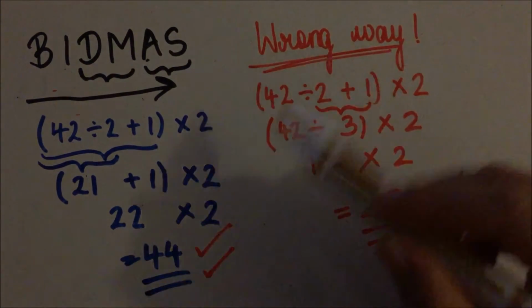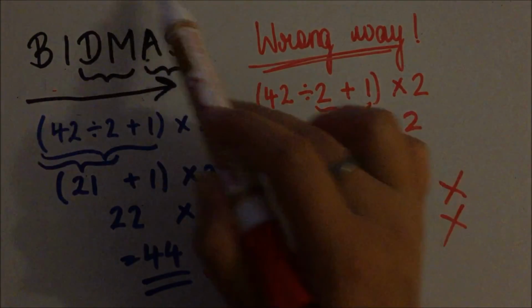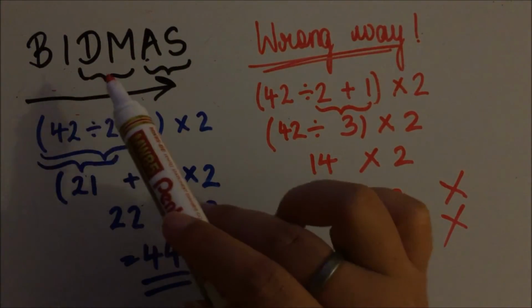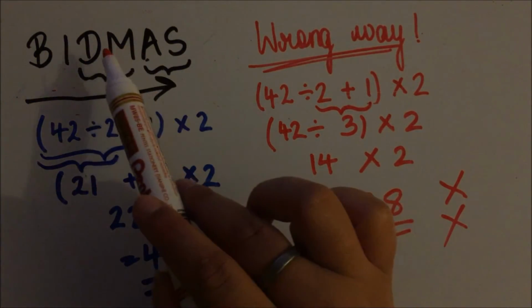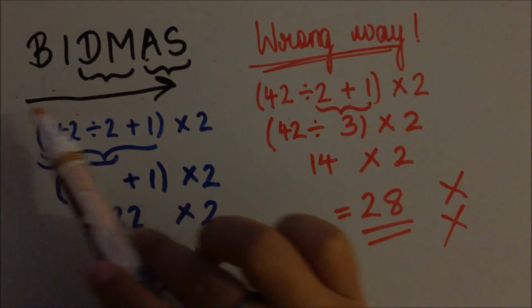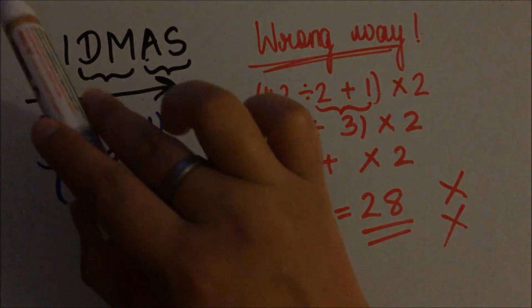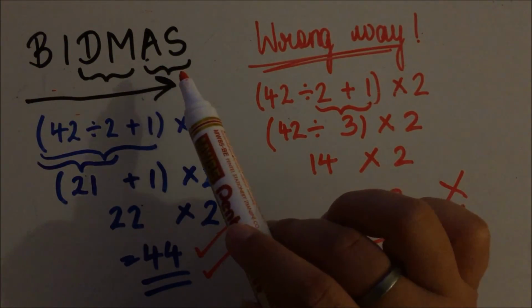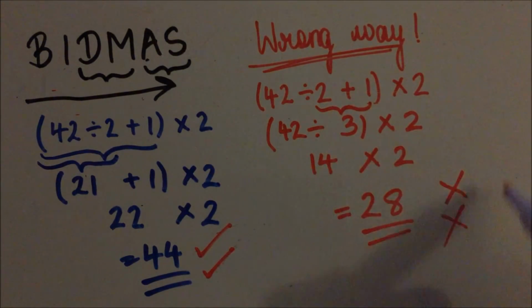So that's how easy it is to get to the wrong answer, which is why you always need to refer back to Bidmas and make sure that you're doing everything in the correct order. So don't do the addition before anything else on the left side. So always start from brackets and then work your way towards subtraction. If you don't do it in the right order, you'll get to the wrong answer, like I did here.